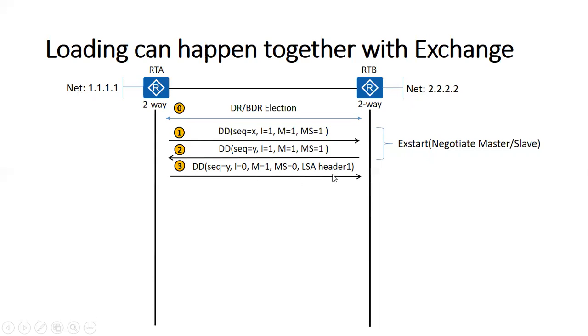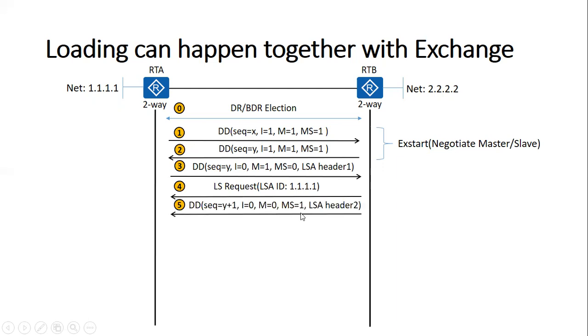This is the brief information about it. So before this one sends its own database description, it can decide to request immediately for this particular network that it doesn't have. So it sends an immediate link state request. And then as it's sending that request, it also sends its own database description for network 2.